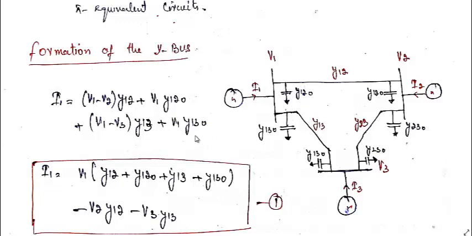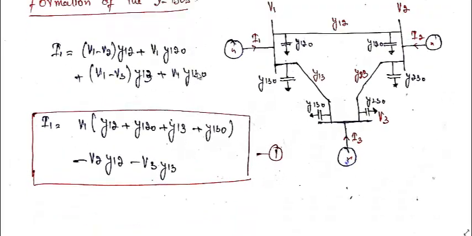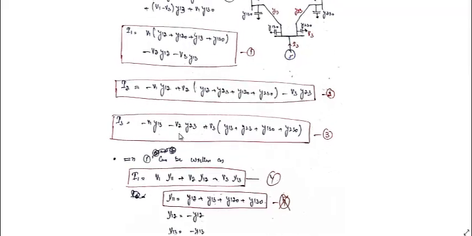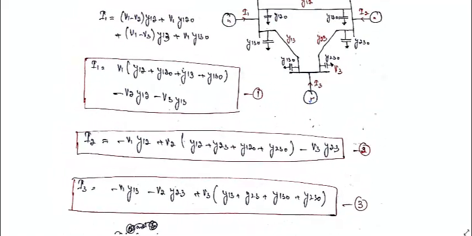Similarly, I2 can be calculated from here, using a similar explanation. I have written I2 and I3 directly. You can calculate it on your own. I2 will be minus V2 Y12 plus V2 into Y12 plus Y23 plus Y120 plus Y230 minus V3 Y23. Similarly, I3 can be calculated like this. These are equations 3, which give us the source current that is flowing into the bus from the actual source.